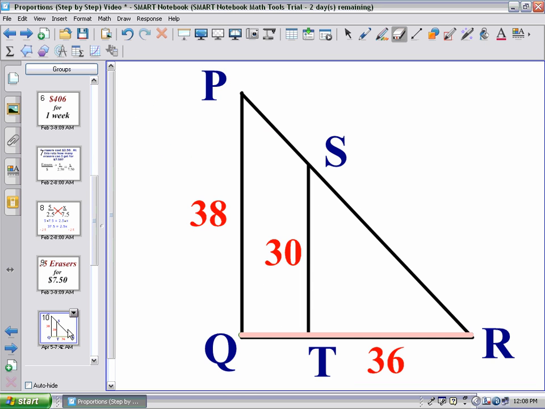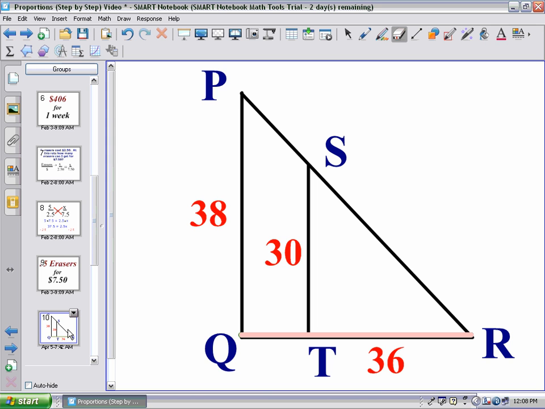Here's one where it's not a word problem, it's geometric shapes. In this math problem, there are two triangles. A lot of times people don't see the triangle inside the bigger triangle. The bigger triangle that I have here has the following letters at the corner: P on top, Q on the bottom, and R all the way out on the right-hand side. But there's a smaller triangle inside there that has the letters S, T, and R.